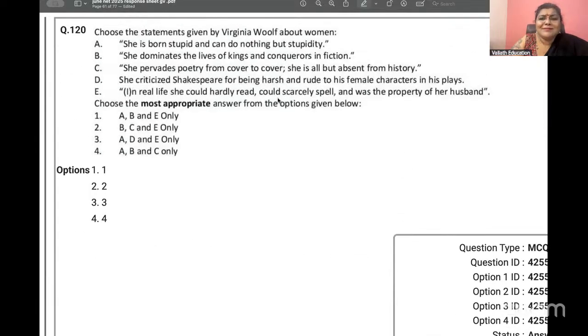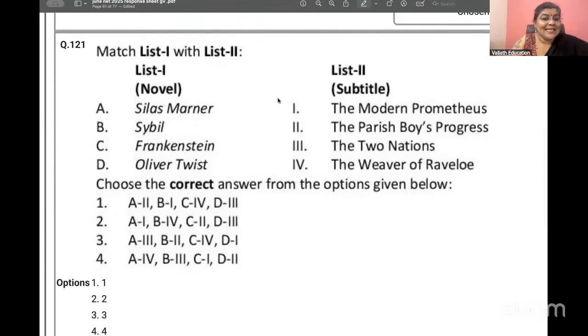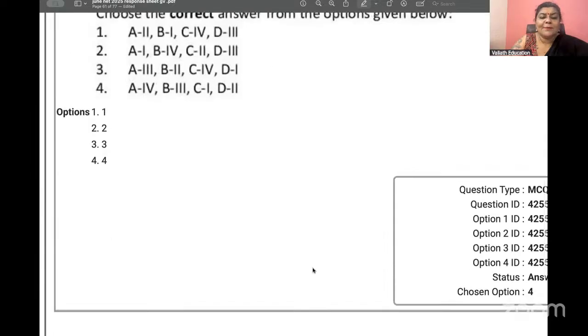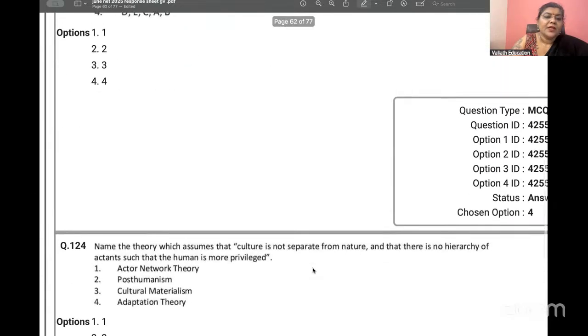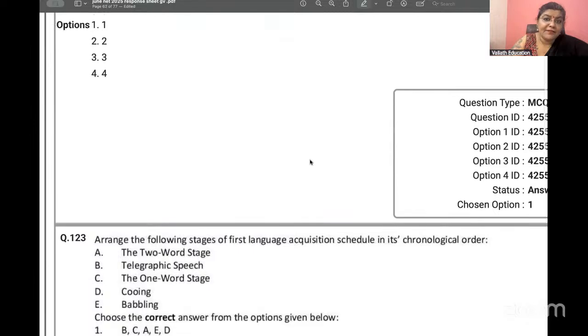Because she might have said. Easy, easy, easy. Silas Marner, The Weaver of Raveloe, Sibyl or The Two Nations, Frankenstein, The Modern Prometheus, Oliver Twist, The Parish Boy's Progress. Okay. So many questions were there from British literature, guys.